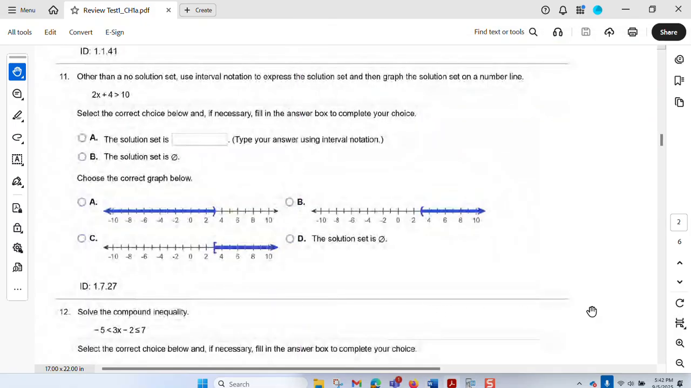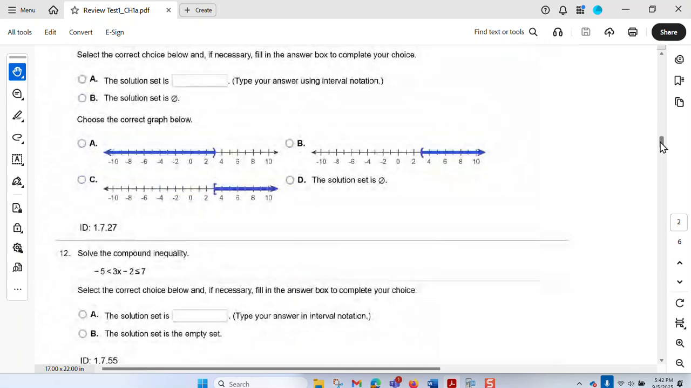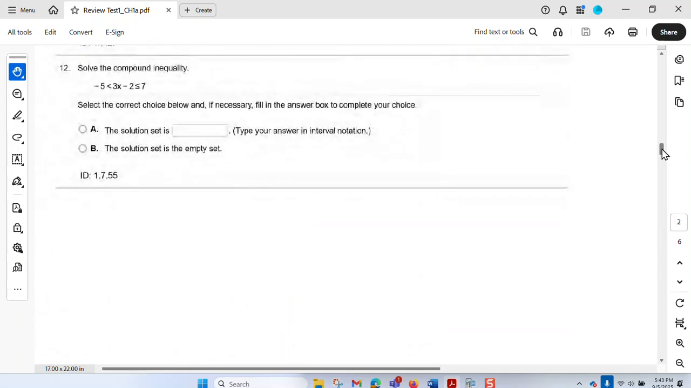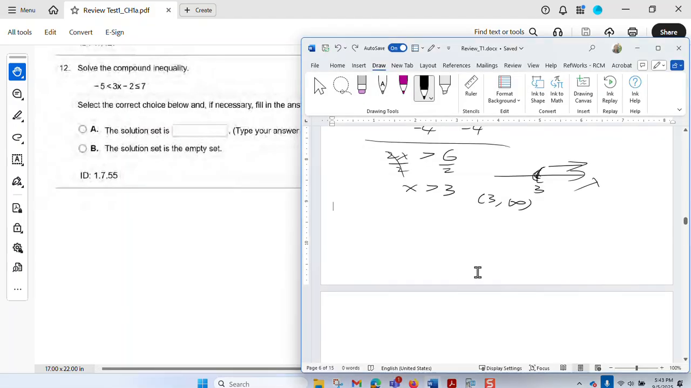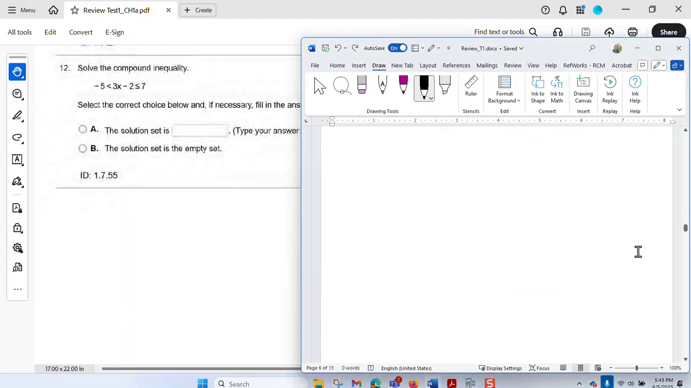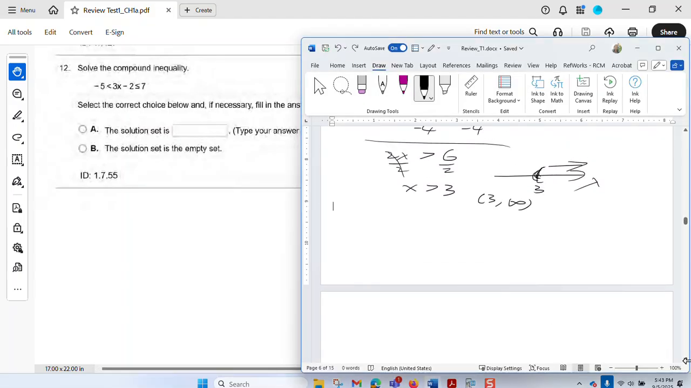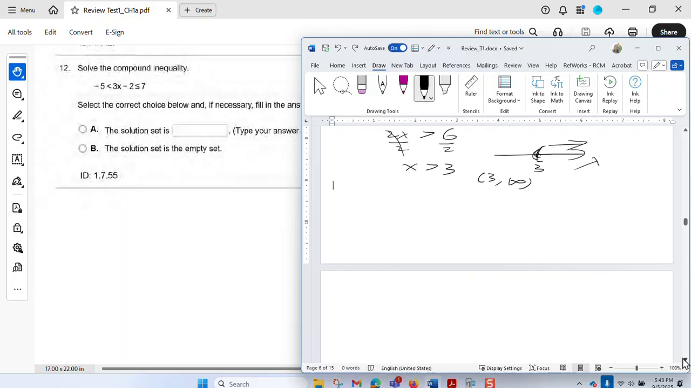All right, number 12, this one is called a compound inequality. So what is a compound inequality? That means you have two inequality signs. All right, that's called a compound inequality. And actually, solving a compound or single inequality is pretty much the same, right? We do that all at once, okay?